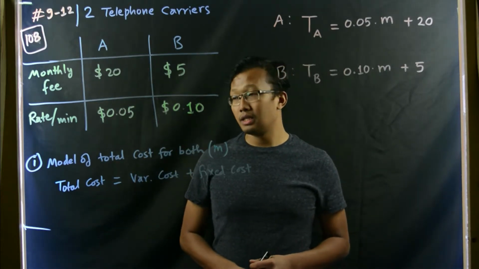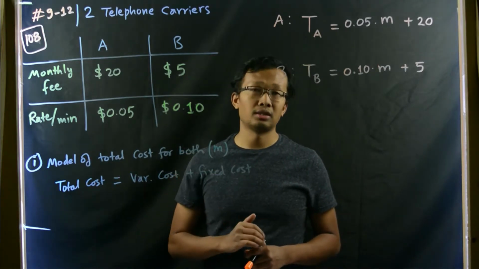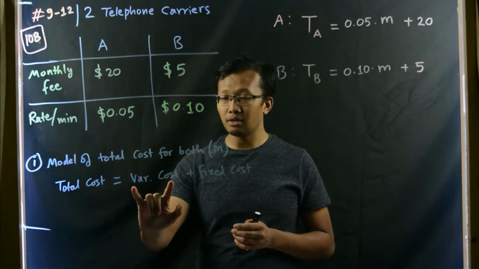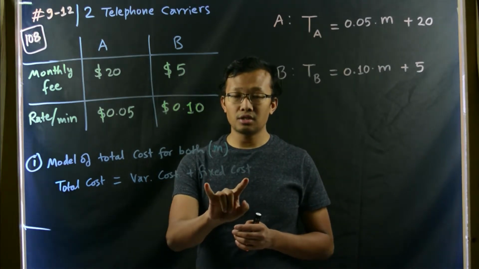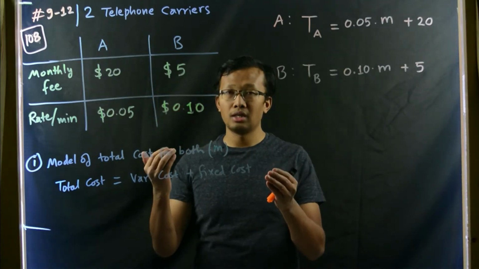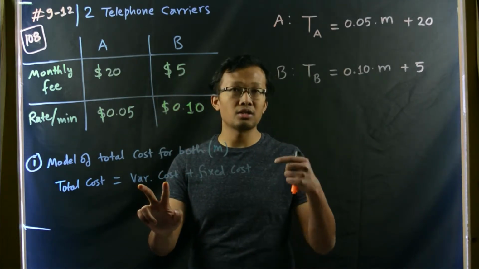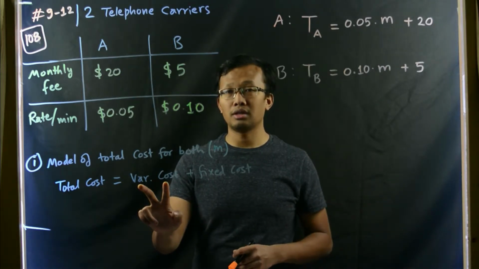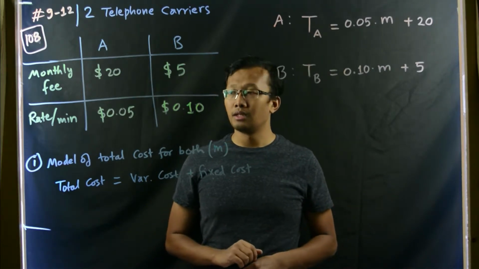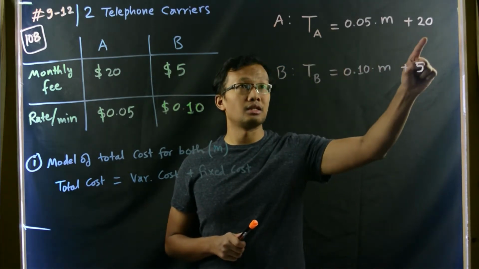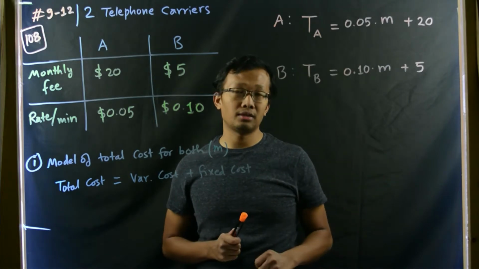So that's the model of total cost. And always remember that in this situation we have variable cost and we have fixed cost. Fixed cost means total monthly fee, no matter what, and variable cost depends upon how many minutes you call. So that's how it is modeled, and this is a simple linear equation.